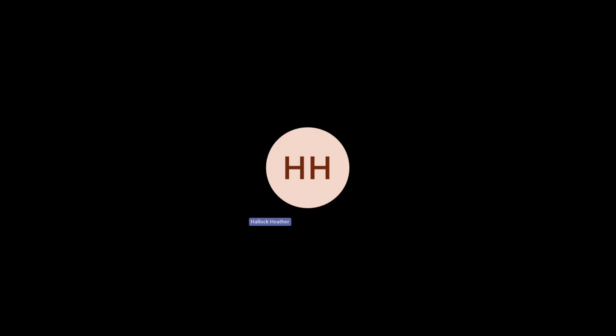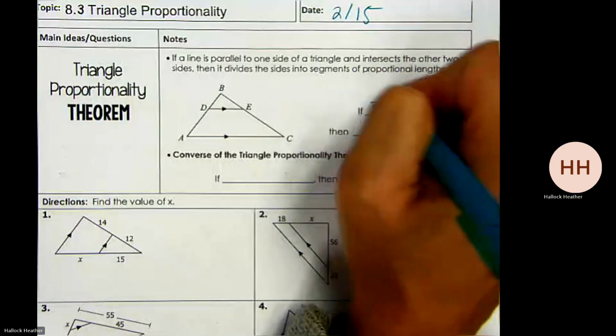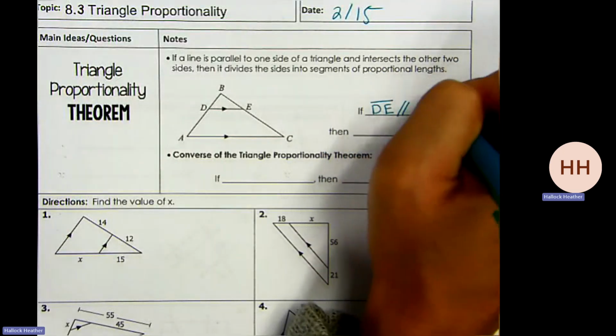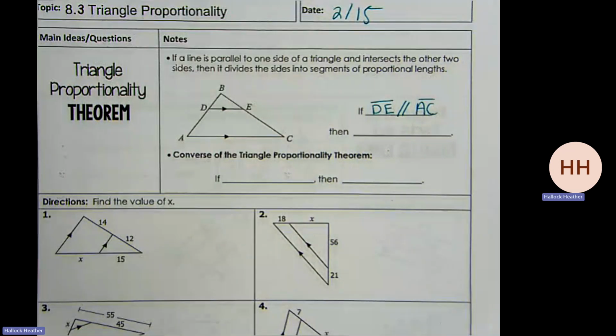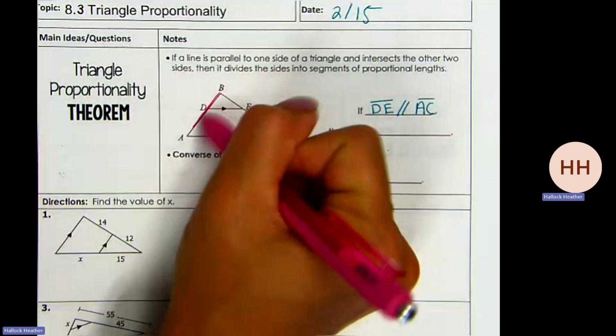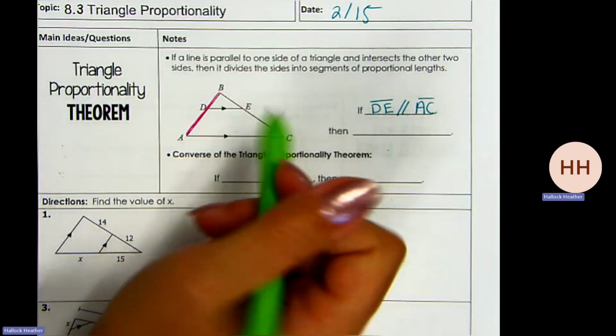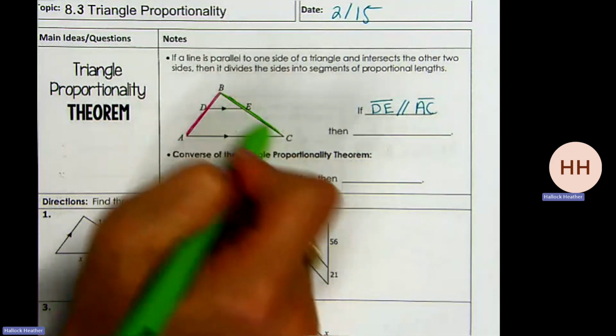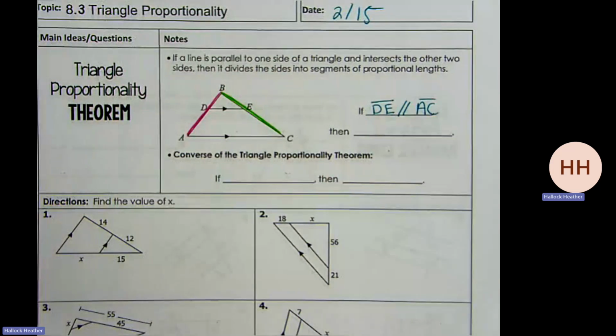So for this, we're going to fill in if. So if we know these two things, if we know that DE is parallel to AC, then we can set up a proportion a specific way. So there are two sides to this. There's this side over here, and then there's this side over here, which if you look at all the pictures, all the numbers are on the sides.